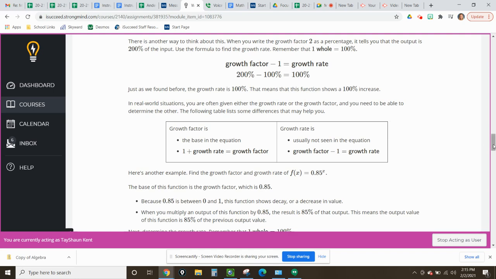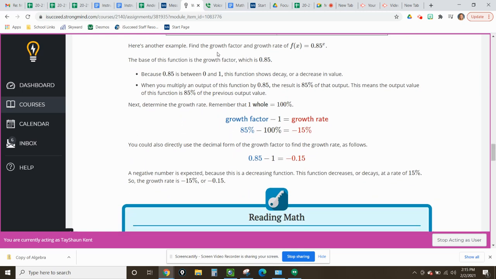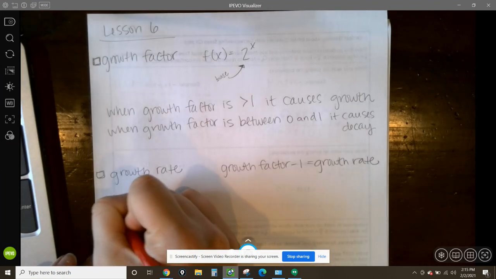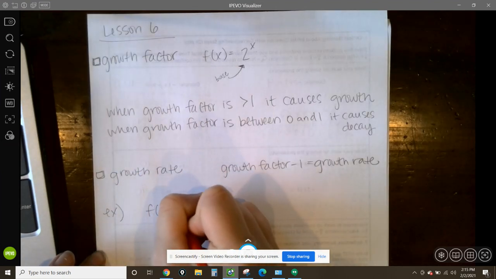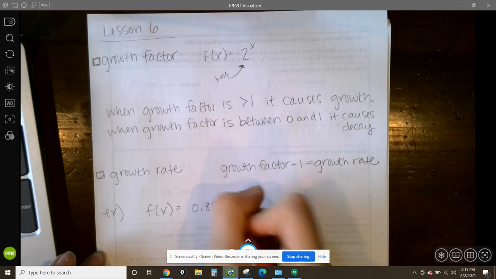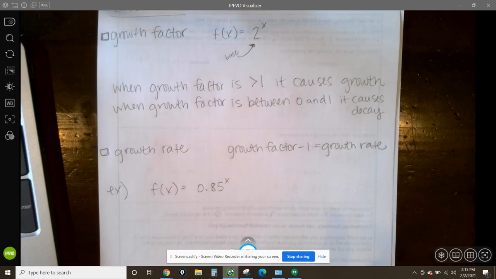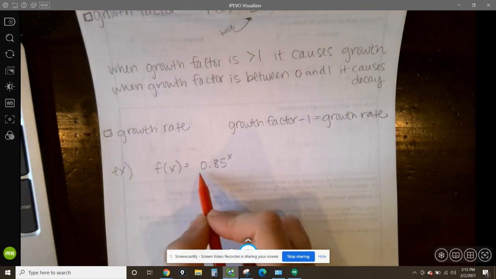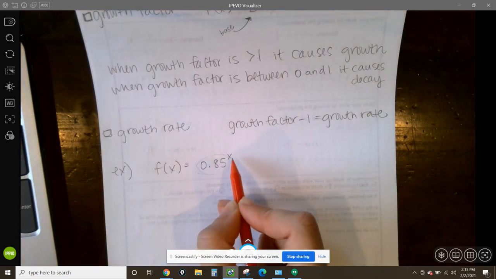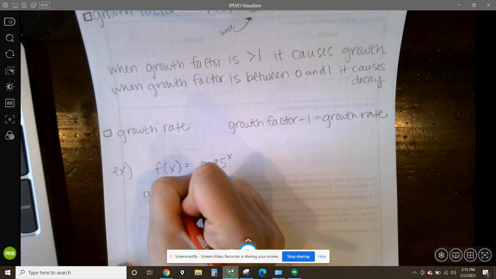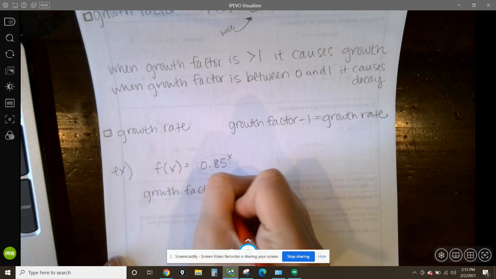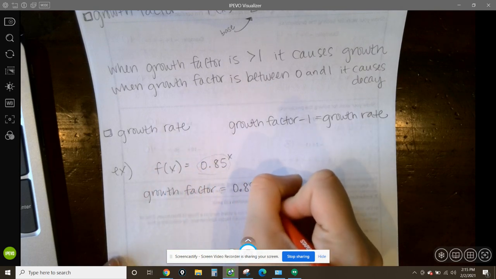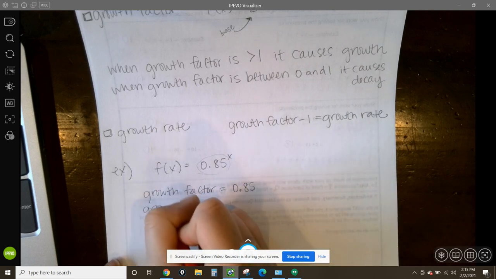Let's look at a whole other example with a different problem. Okay, so here's another example. Find the growth factor and growth rate of f of x equals 0.85 to the x. So I'm going to write this down. Example. F of x equals 0.85 to the x. So we need to find the growth factor and the growth rate. So growth factor is easy. You just look at which number is being raised to the exponent. So growth factor equals 0.85.